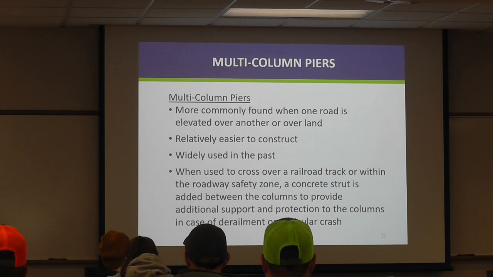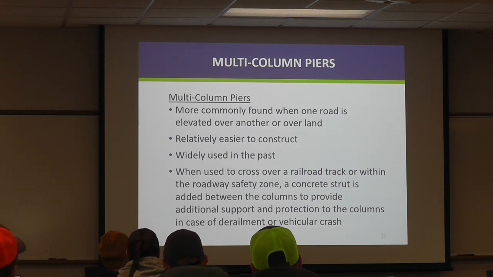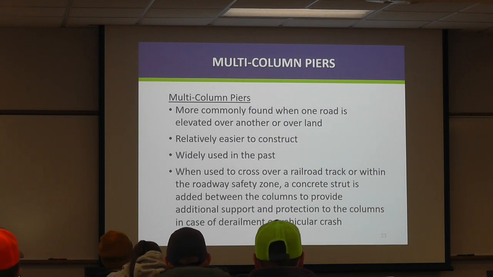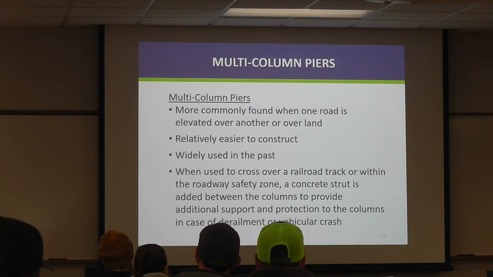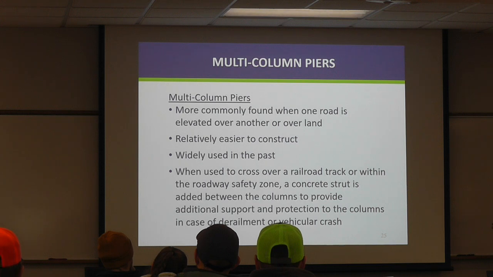So multi-column piers are very typical, especially for a roadway over a roadway. That means there's a couple of concrete columns and a concrete pier cap, or possibly a steel column and steel pier caps. They're relatively easy to construct and widely used in the past. When we use them to cross a railroad track, and also even within the roadway zone, we would put a concrete strut between the columns to provide additional support in case of a derailment or vehicular crash.